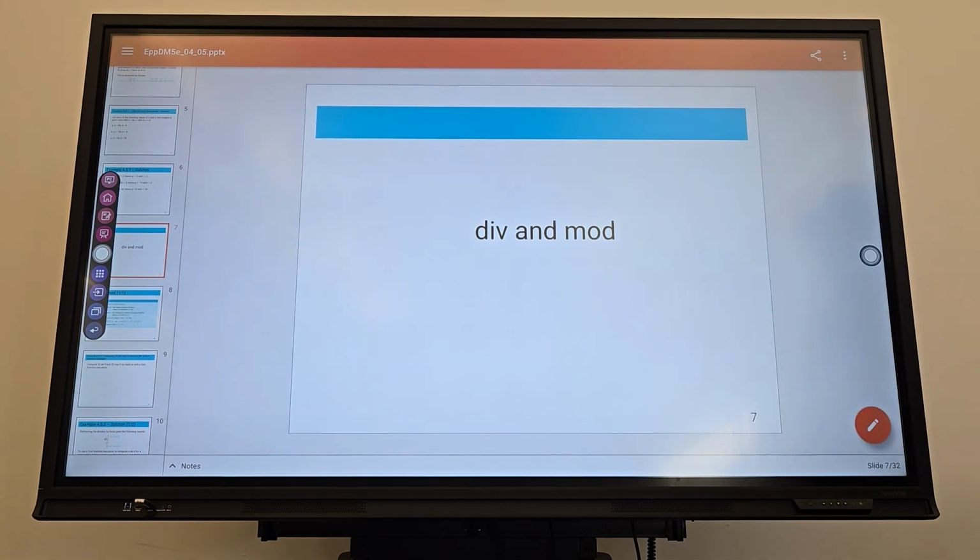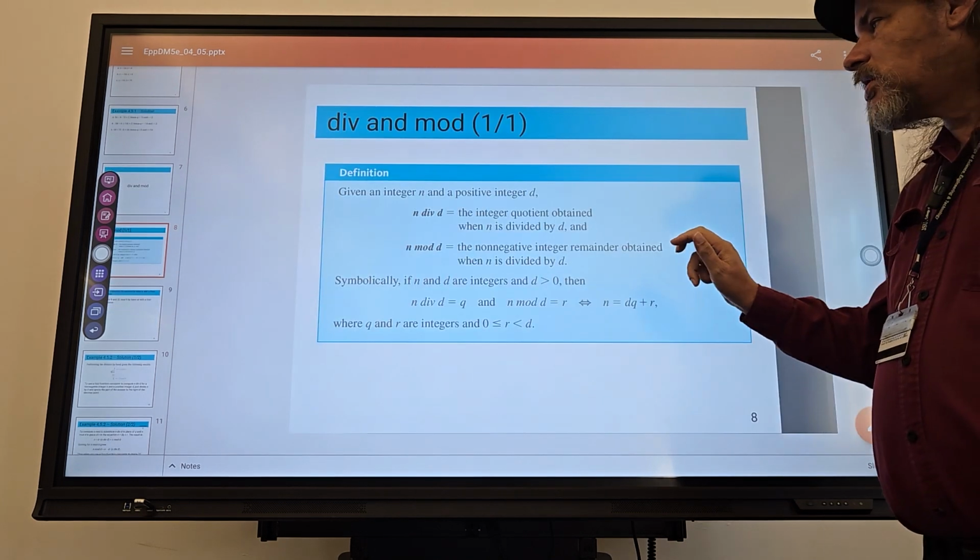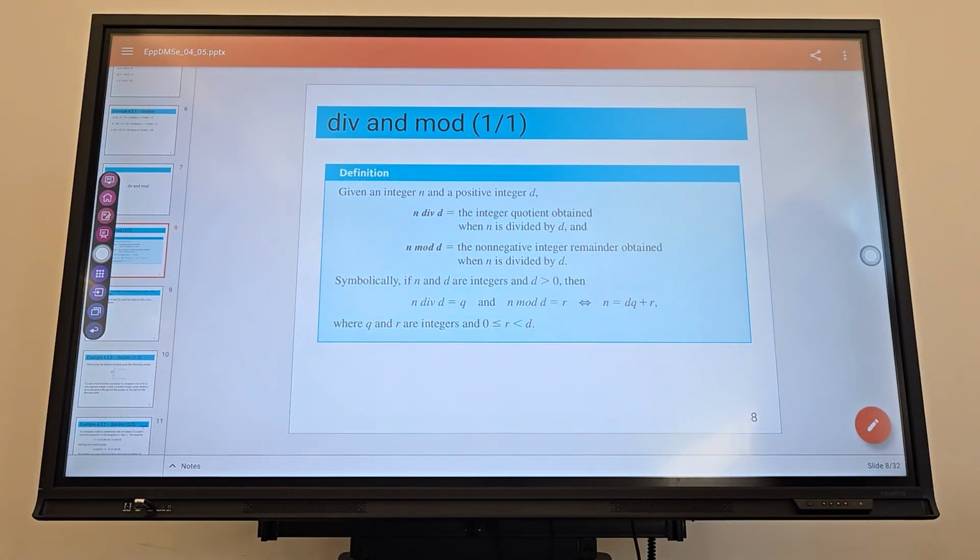Div and mod functions. Given an integer n and a positive integer d, n div d is the integer quotient obtained when n is divided by d. This is what a lot of programming languages do when you do integer division. They don't give you a float or a double as a response. They give you the integer division value.